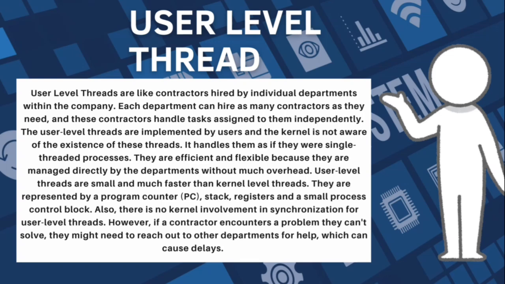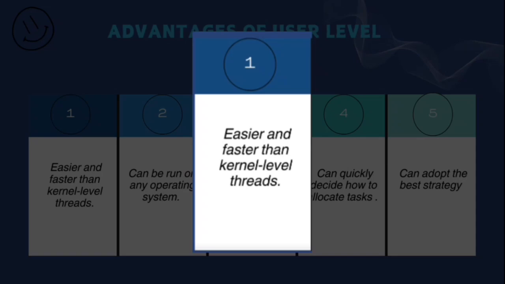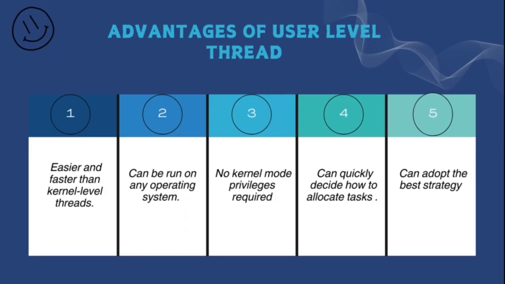User-level threads are small and much faster than kernel-level threads, and there is no kernel involvement in synchronization for user-level threads. There are 5 advantages of user-level thread. The first one is user-level threads are easier and faster than kernel-level threads. They can also be more easily managed.